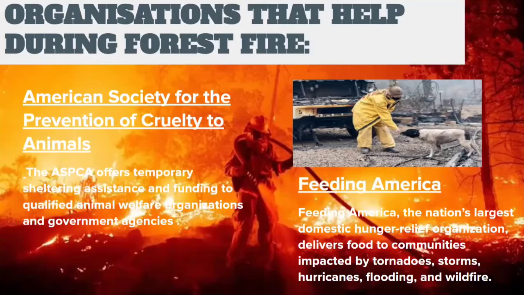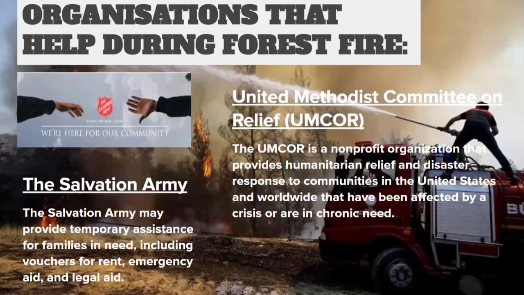The fourth one is Feeding America. It is the largest domestic hunger relief organization, which delivers food to communities impacted by tornadoes, storms, hurricanes, flooding, and wildfire. And the fifth one is the Salvation Army. It may provide temporary assistance for families in need, including vouchers for rent, emergency aid, and legal aid.